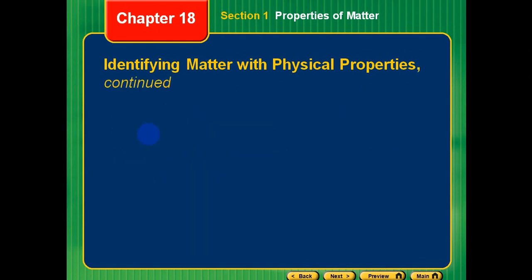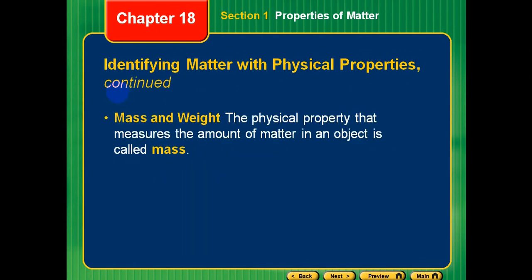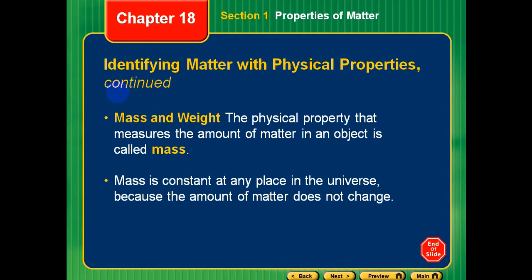Okay, so let's continue. Mass and weight are the first two physical properties we will speak about for today. The physical property that measures the amount of matter in the object is called mass. Mass and weight are different, and we will see how. Mass is constant or stable at any place in the universe. Wherever you go, your mass will be the same. On Earth, on the Moon, on Jupiter, anywhere you go, your mass will stay the same. If the mass is 60 kilograms, wherever you go, you will have the same mass, 60 kilograms, for example, because the amount of matter inside doesn't change.